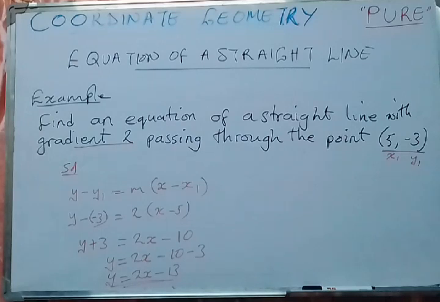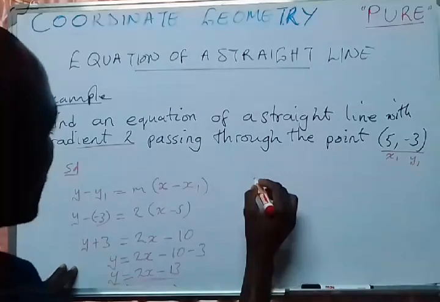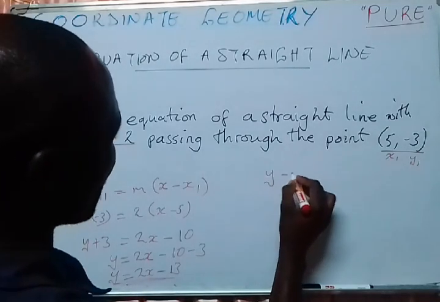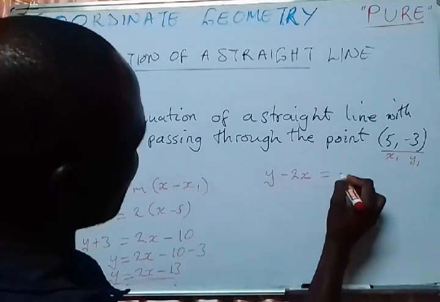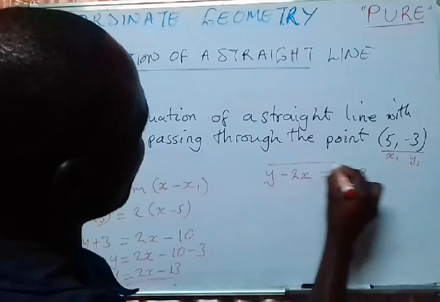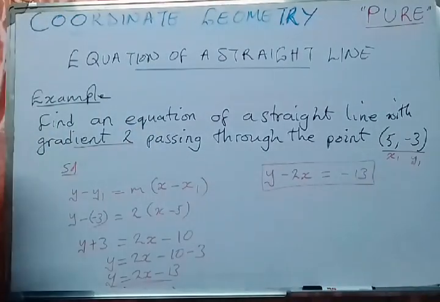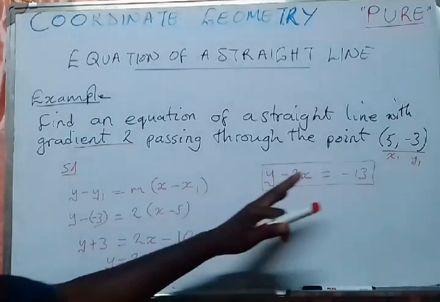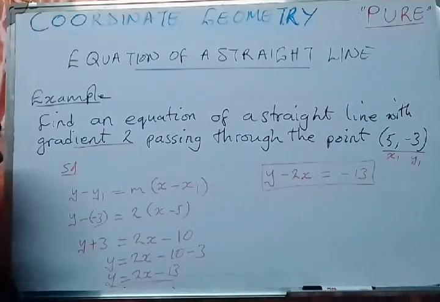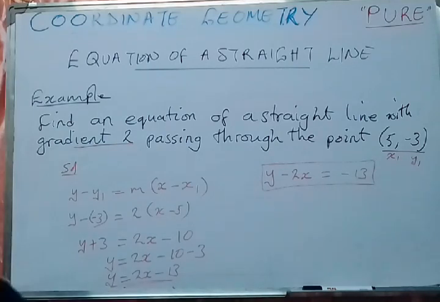In another way, you can find this equation written like this: y minus 2x equals negative 13. Do not worry, these are the same, because negative 13 is the y-intercept. I hope you understand on this point. Follow me once again.